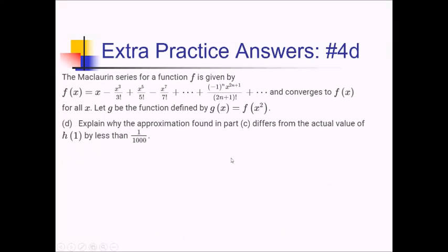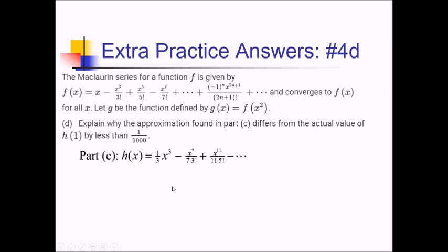For the last part of this problem, they want us to explain why the approximation found in part C differs from the actual value of h of 1 by less than 1 over 1,000. So here is the h function, again, from part C. And remember that in part C, we approximated h of 1 by plugging 1 into just the first two terms here. So they want us to explain why that approximation basically has an error that's less than 1 over 1,000.